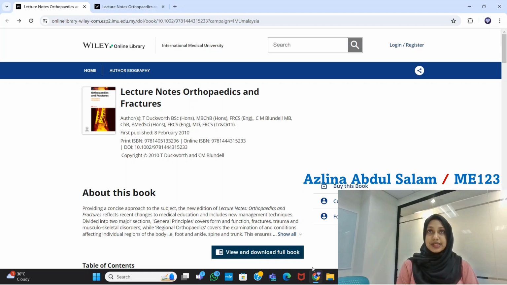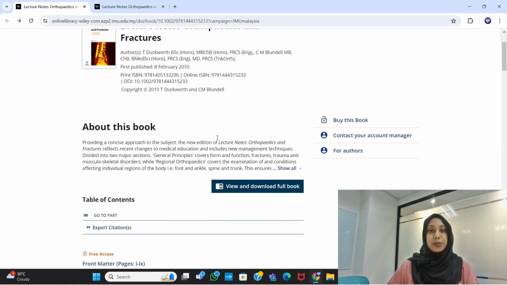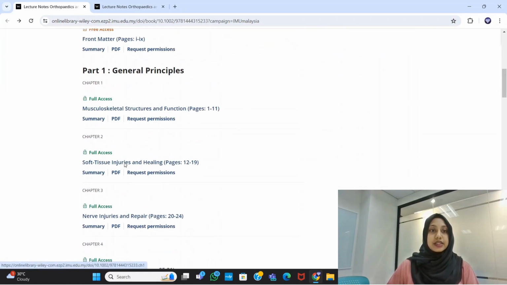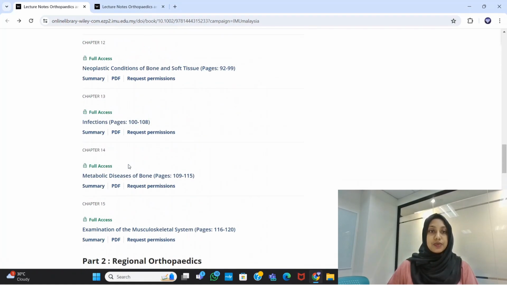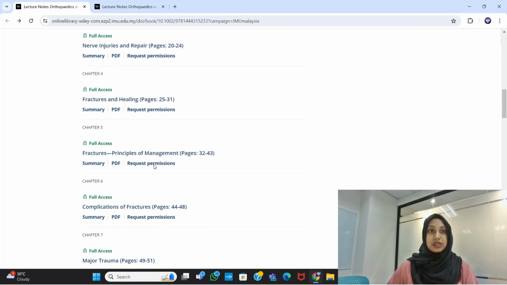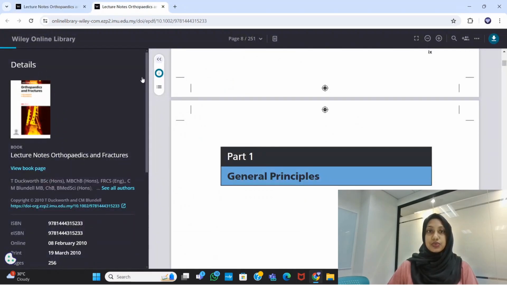Today, I'll be reviewing this ebook, Lecture Notes, Orthopedics and Fractures. There's this short description about this ebook, and then these are the table of contents. It is divided into two parts, part one and part two. Part one is the general principle, part two is the regional orthopedics. If you click here, it will lead you to this page where you can go through this book.